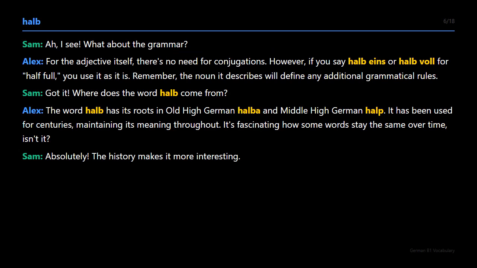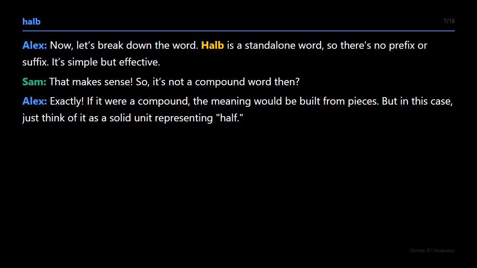Now, let's break down the word. Halb is a standalone word, so there's no prefix or suffix. It's simple but effective. That makes sense. So, it's not a compound word then. Exactly. If it were a compound, the meaning would be built from pieces. But in this case, just think of it as a solid unit representing half.